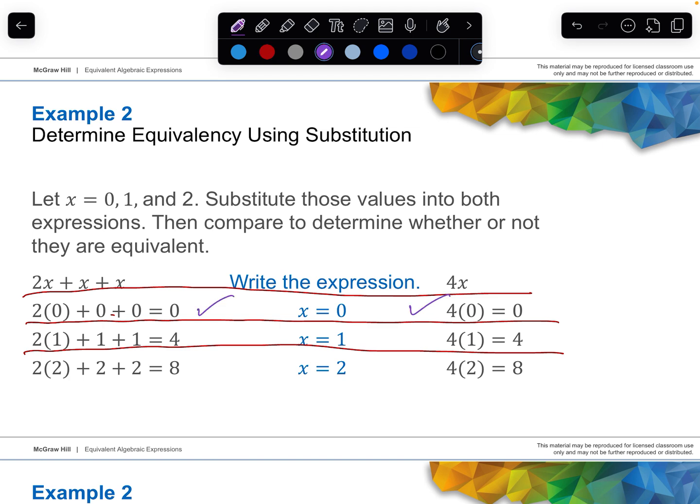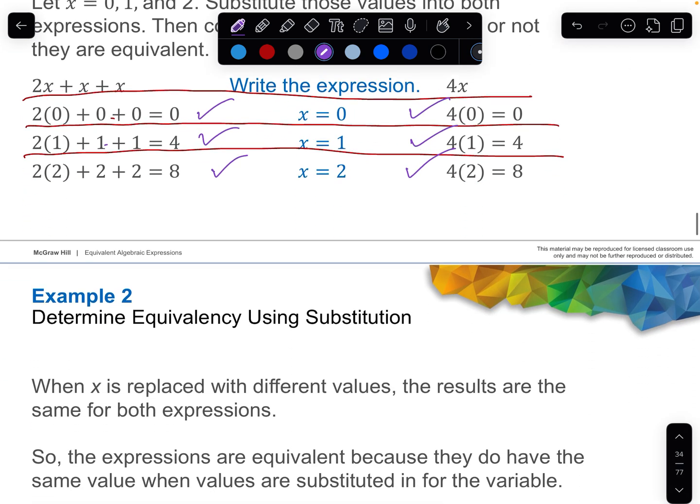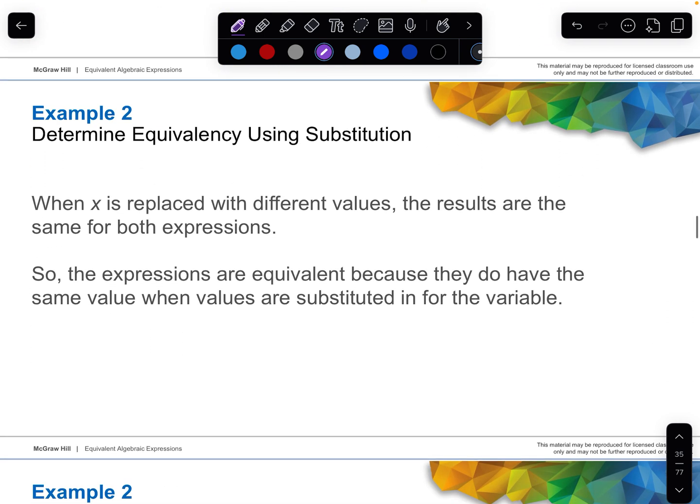These both are equivalent. When I substitute x equals 1, you can see that I get 2 times 1 plus 1, which gives me 4. On the right side, that's 4 times 1, which is also 4. And when x equals 2, I get 2 times 2 plus 2, which is 8. On the right side, for 4x, I get 4 times 2, which is 8. As you can see, for multiple values, these expressions evaluate to the same. So I can conclude that these are both equivalent. So as you can see, when x is replaced with different values, the results are the same for both expressions. So they are equivalent.